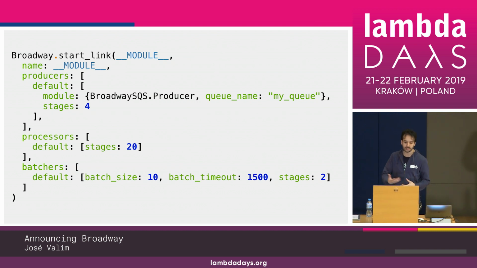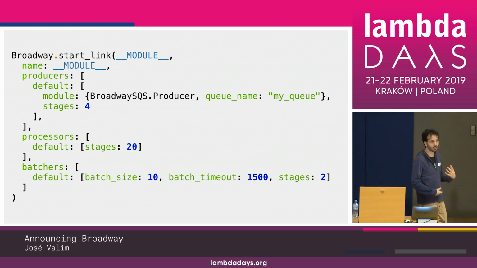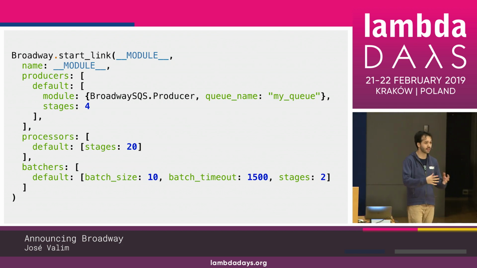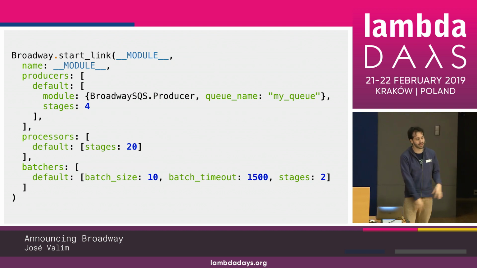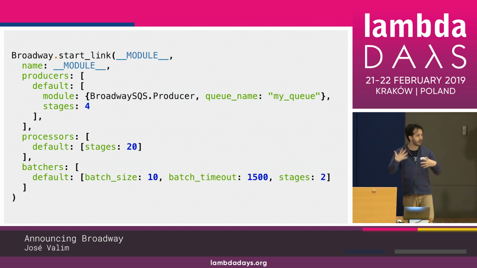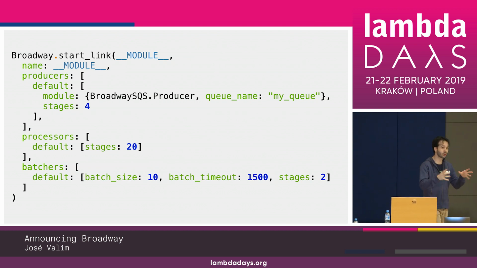So we have, in this example, I'm using a batch size of 10 and a batch timeout of 1.5 seconds. So if I cannot get 10 elements in a batch in 1.5 seconds, I'm going to send that batch as is. So you can do the handle batch and process the batch in any way you want. And that's it, right? This is all you have to do. Everything else is your code.